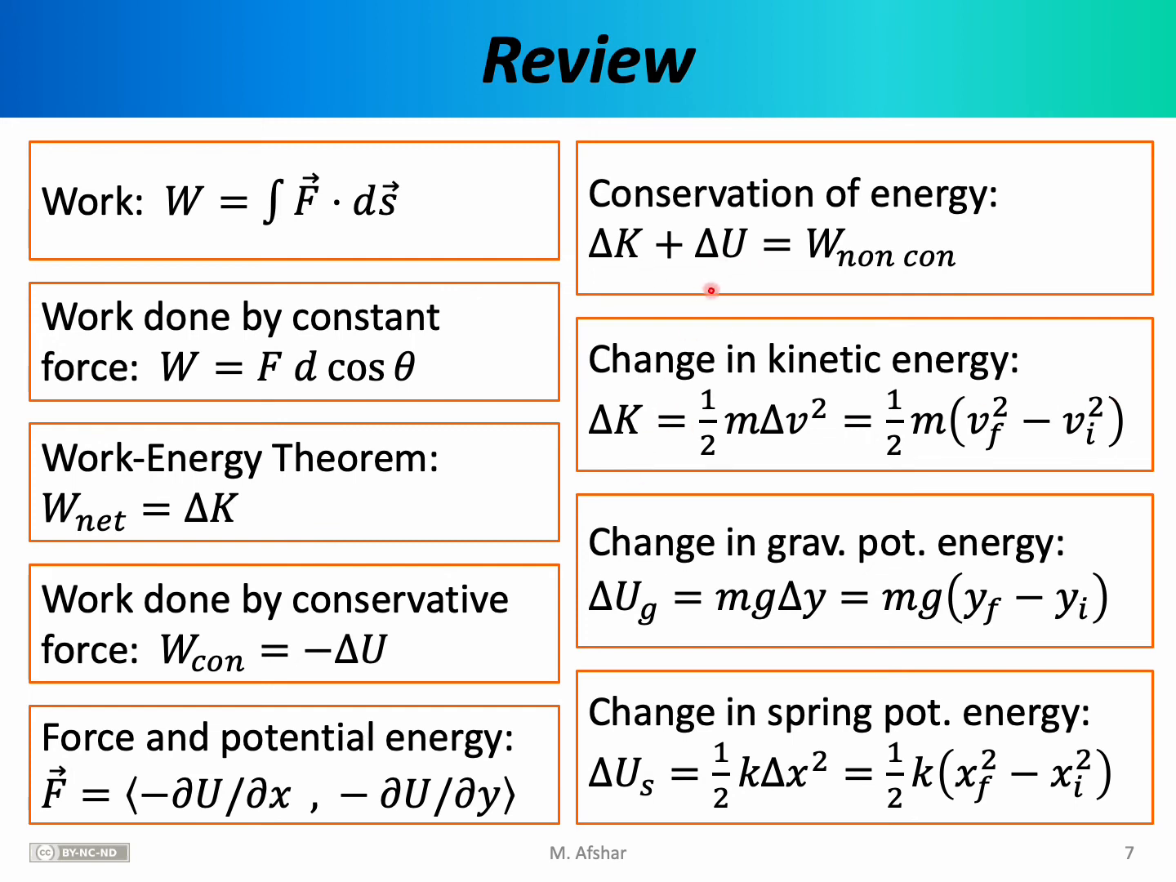To calculate delta U, you need to know what kind of potential energy we're talking about. If it's gravitational potential energy, then delta U is going to be mg delta y. If it's spring potential energy, then delta U is going to be 1/2 k delta x squared. If you happen to have a problem in which there's both gravity and a spring, then this delta U needs to include both changes in potential energy. So you'll have to calculate delta U sub g and delta U sub s, add them together, and then together that gives you the delta U that goes into the conservation of energy equation.